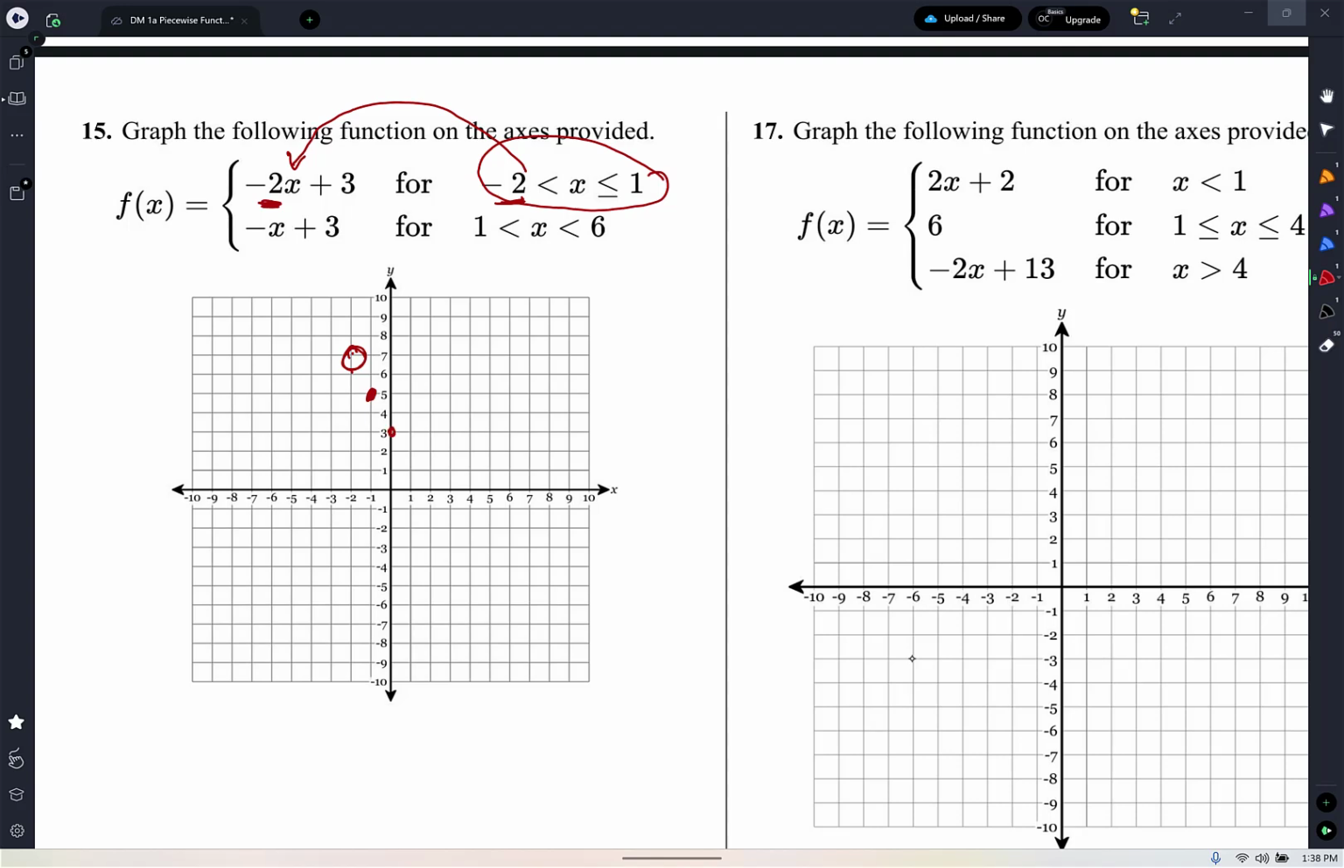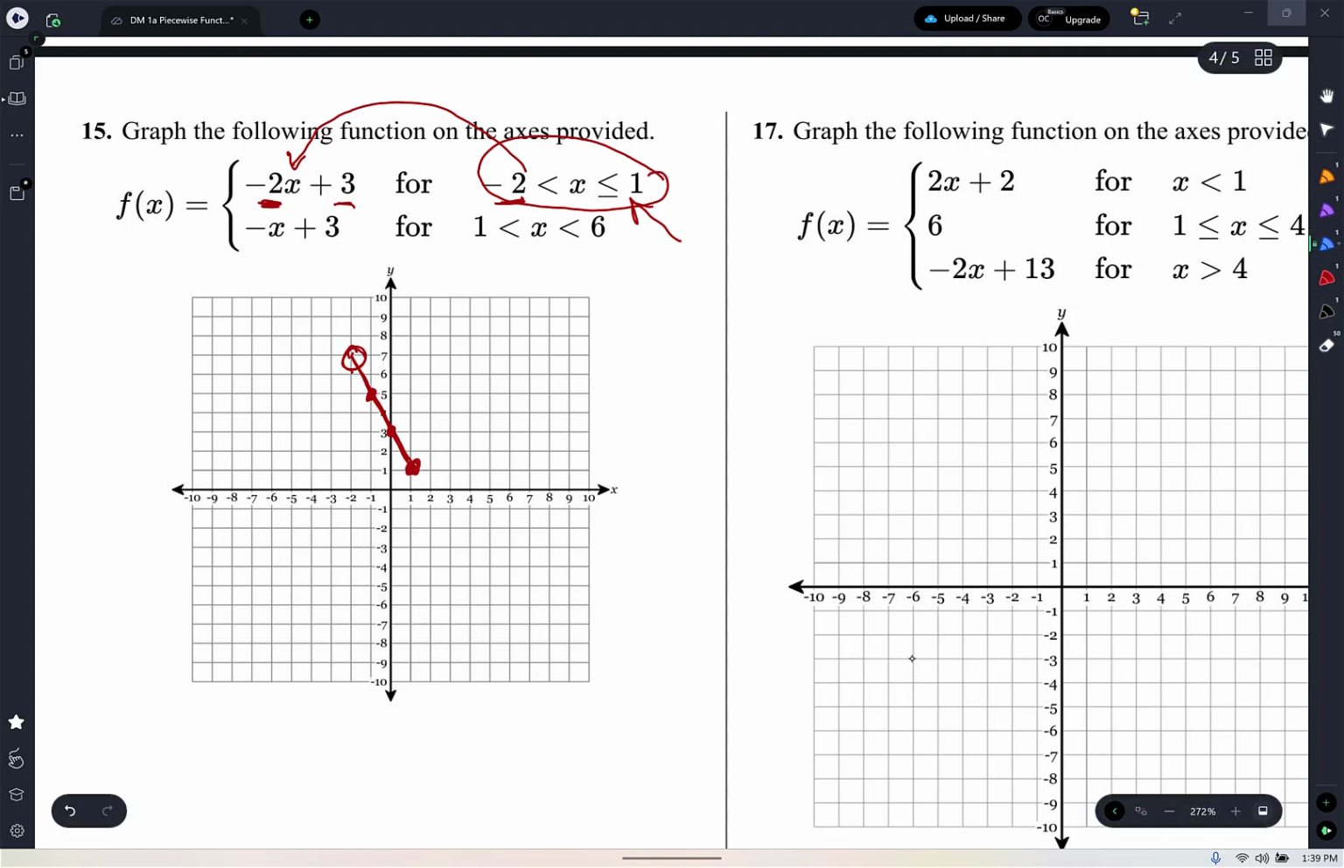Down 2, right 1. I have a point at 0, 3. Sure enough, that's my y-intercept. Down 2, right 1, bam. So I stop at 1, 1. I put a solid circle at 1, 1 because there's an equal sign there, and I connect them. And there it is. That's all your graphing for that part right there. Are we okay so far?